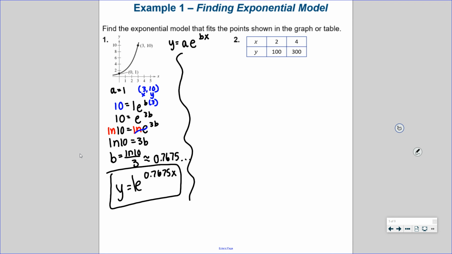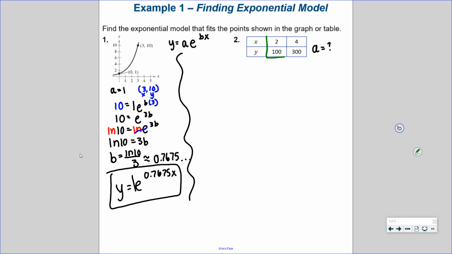Well, first of all, looking at my table, is this exponential growth or decay? Growth, right? My values are getting bigger. Do I know my initial amount? No. I don't know what A is. I'm just given 2 random points. Okay? So we're actually going to have to solve for A, and we're going to have to solve for b. Oh, this is fun.